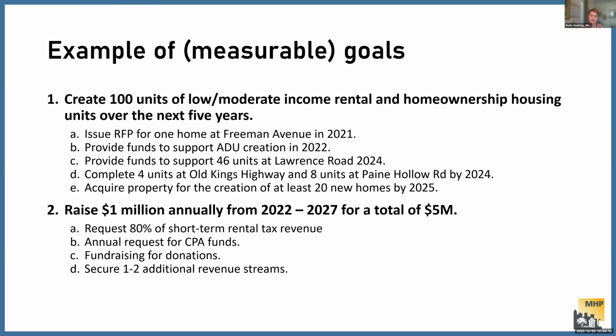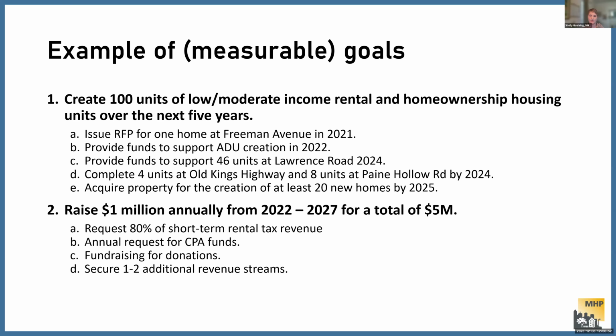Then they came up with different strategies: to issue an RFP for a parcel that they had for 1 unit of housing, and provide funds to support accessory dwelling units. They've created this program and they've funded a couple ADUs so far. Provide funds to support a 46-unit development that was already starting, but they put it in there that part of their strategy was to help fund this development, to complete 4 units at one site, 8 at another site. So they had identified those parcels, but then one of the strategies was for the trust to be actively engaged in helping to support those developments forward, and then to acquire a property to dispose of for affordable housing development.